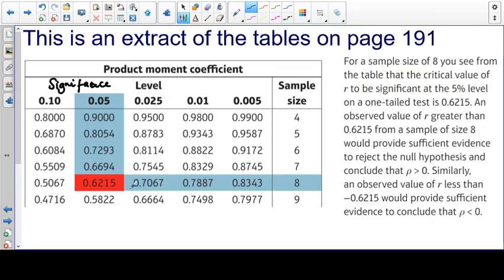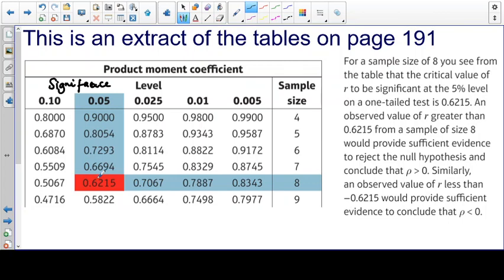So if you go back to that table, for a sample size of 8, if you think of this as being a percentage chance, what this is saying is that there is a 5% chance that you will get 8 points to have a correlation of 0.6215. So there is a 5% chance that 8 points would have a PMCC of 0.6215.